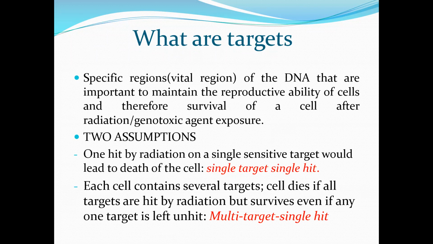So what are the targets? Specific regions of the DNA that are important to maintain the reproductive ability of cells and therefore survival of a cell after radiation or genotoxic agent exposure. Two assumptions: one hit by radiation on a single sensitive target would lead to death of the cell. Each cell contains several targets. Cell dies if all targets are hit by radiation but survives even if any one target is left unhit. Multi-target single hit.